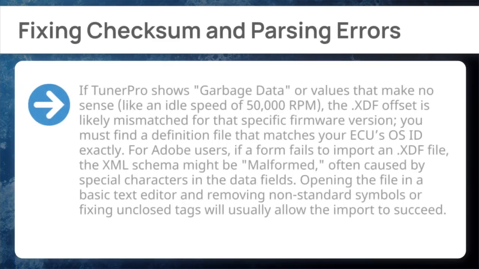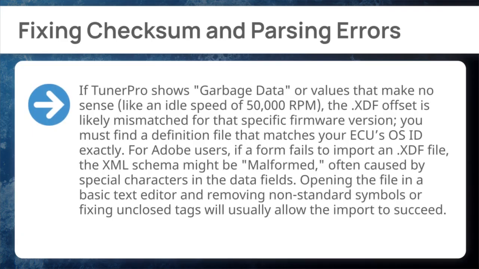Finally, fixing checksum and parsing errors. If TunerPro shows garbage data or values that make no sense, like an idle speed of 50,000 RPM, the XDF offset is likely mismatched for that specific firmware version. You must find a definition file that matches your ECU's OS ID exactly.